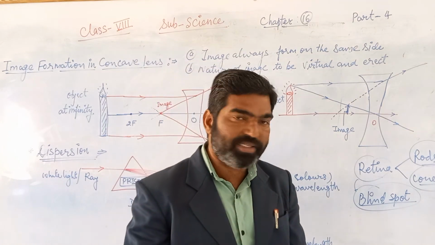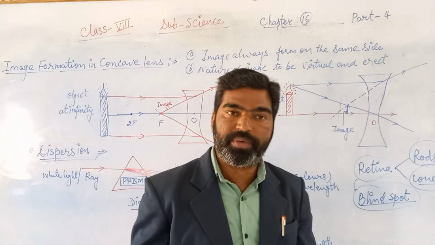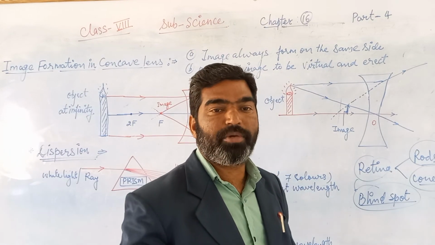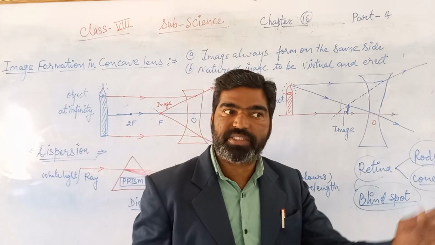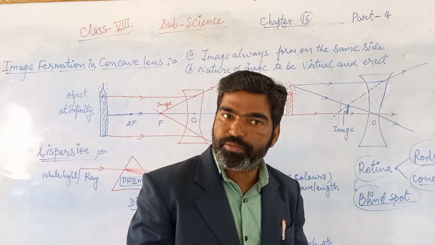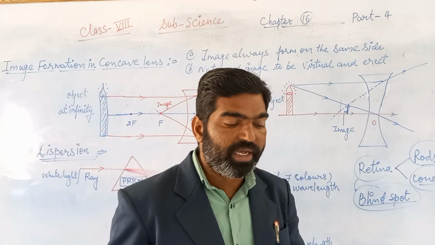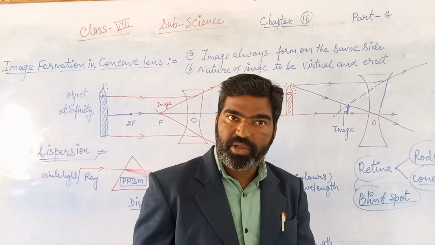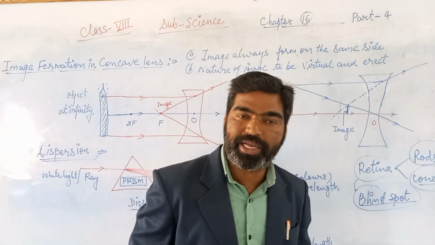So for today it's enough, and in the coming class we will discuss the defects of vision. Means different types of defects or diseases related to our eyes. In that we discuss short sightedness or long sightedness, means myopia or hypermetropia, and color blindness, and then visual impairments or optical aids we discuss later in the coming class.